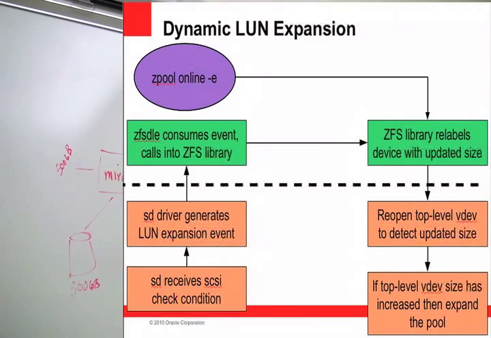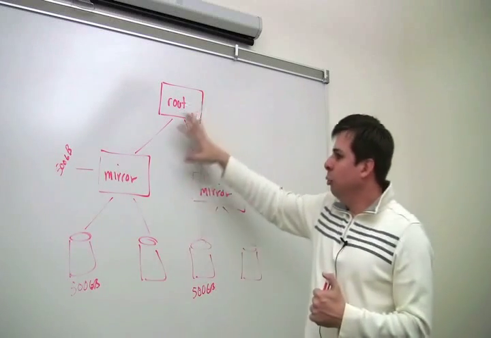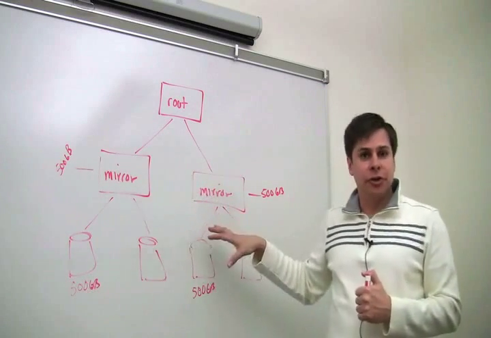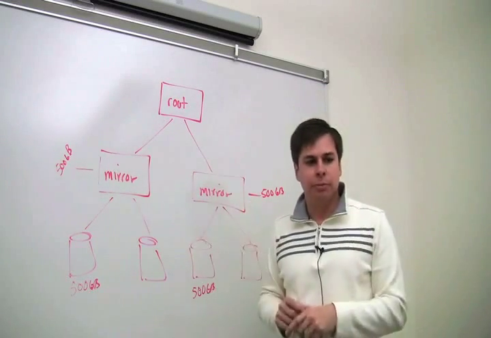There's a diagram that shows how this entire process flows together. So you can see that we will receive the event, call back into the kernel, and reopen each of these VDEVs to see if they have been updated for size, and if so, then we expand the pool.